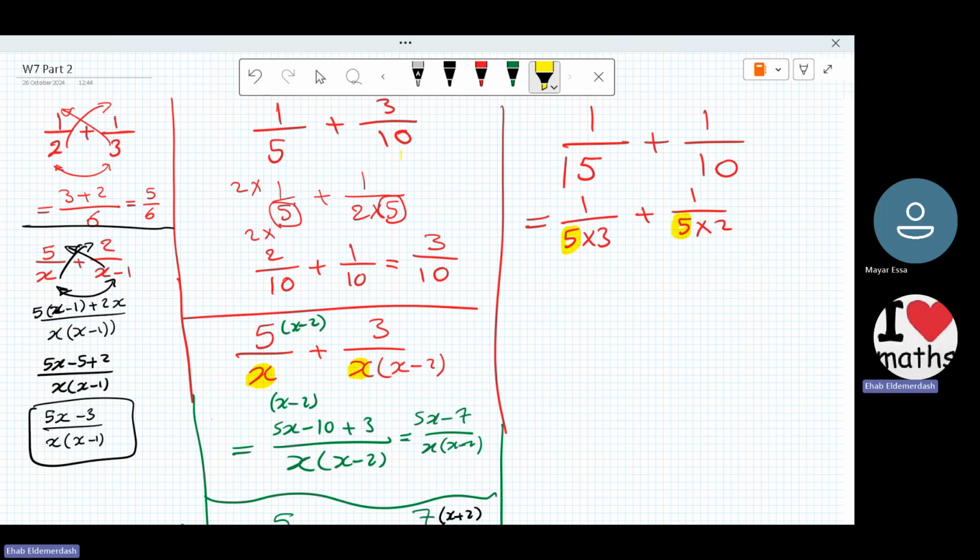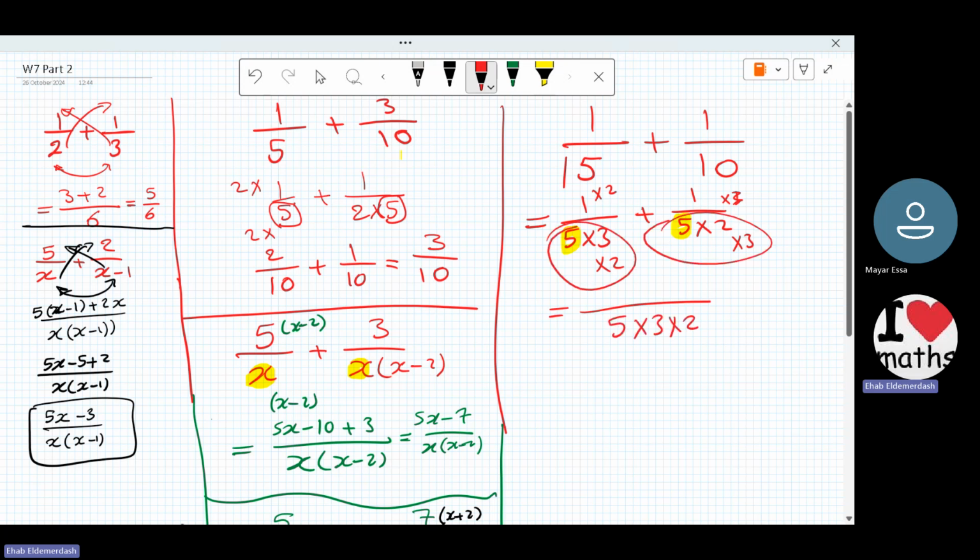So what is the difference? I'm focused on them. For the 3, I'll multiply by 2 up and down. For the 2, I have to multiply by 3 up and down. In this case, what we did is keep 5 into 3 into 2 as a common denominator. Then on top, 1 into 2 is 2, plus 1 into 3 is 3. So the answer is 5 over 5 into 3 into 2, which I can simplify later. It will be 1 over 6.